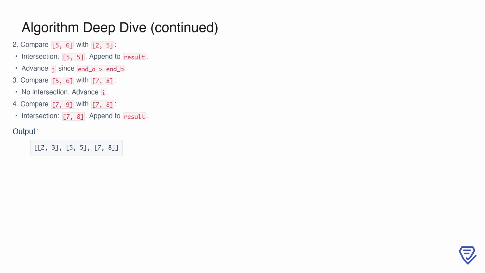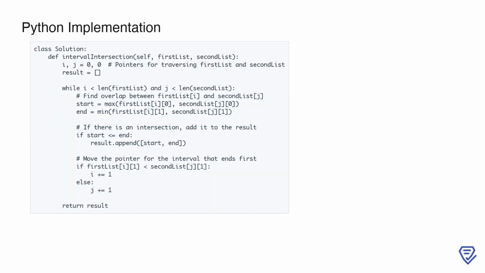We then compare [5,6] with [7,8], finding no intersection and advancing the first list's pointer. Finally, [7,9] is compared with [7,8], giving the intersection [7,8]. The result list [2,3], [5,5], [7,8] is returned, representing all overlapping intervals. This implementation solves LeetCode problem number 986, Interval List Intersections, using a two-pointer approach.